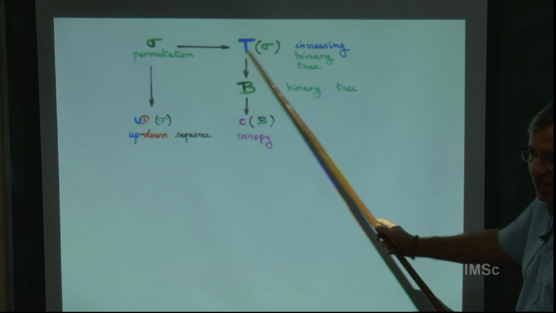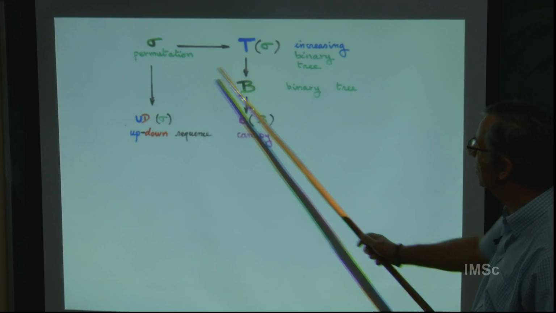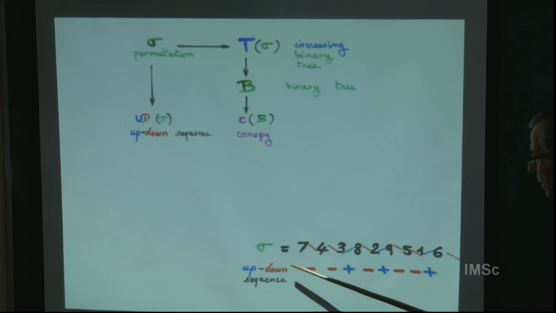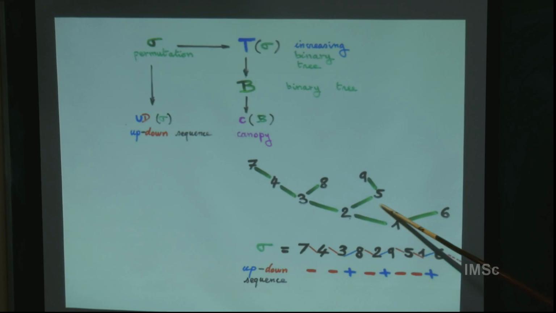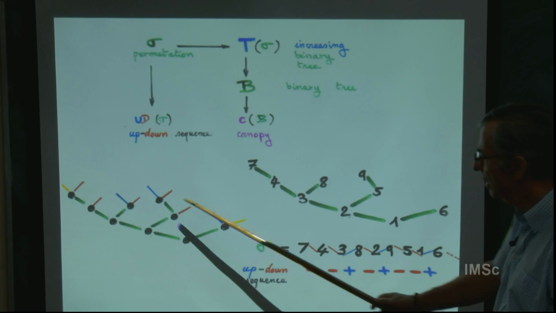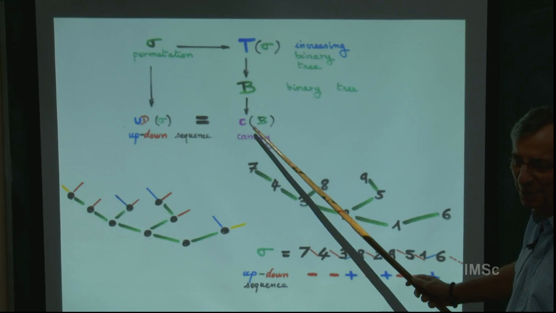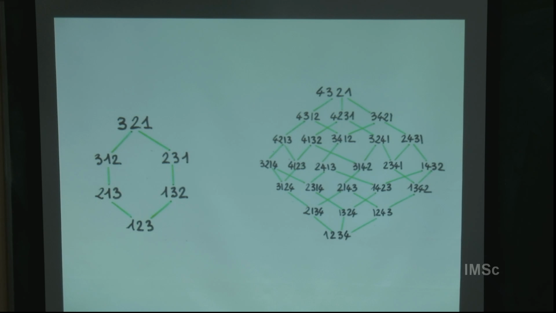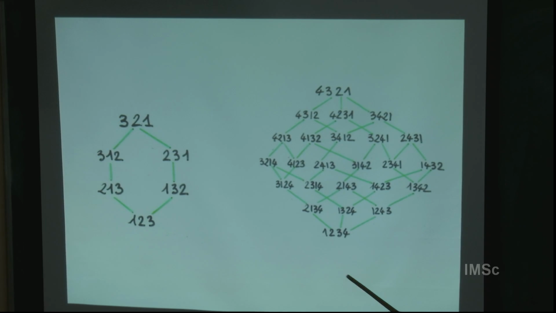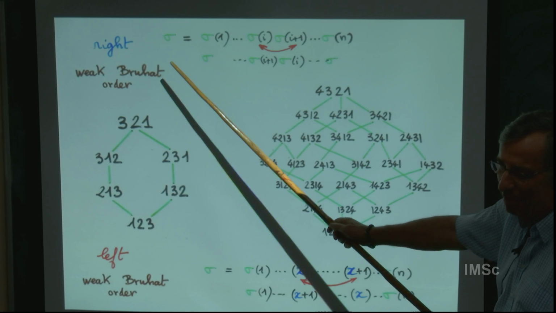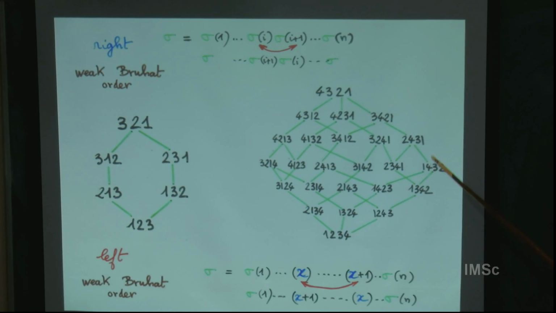So we have seen in chapter 1 and chapter 2 there was some permutation, increasing binary tree, canopy, up-down sequence. So this is a permutation, up-down sequence, the related binary tree, the canopy of the binary tree, and there was an exercise to show that this is the same. Now there is an order relation on permutations, which is called the weak Bruhat order. So this is the Hasse diagram of the weak Bruhat order.